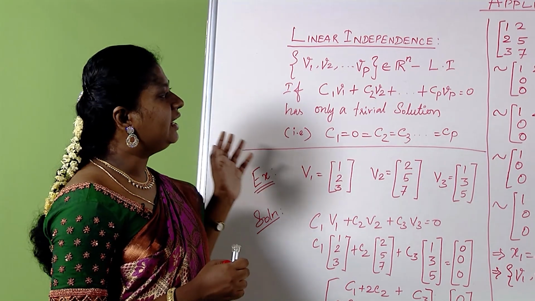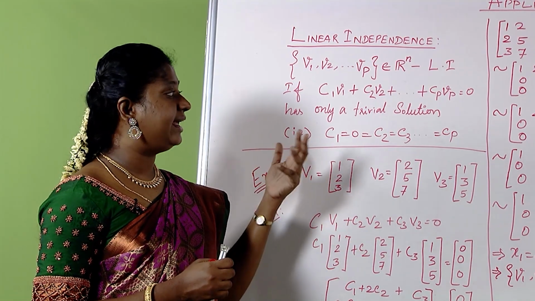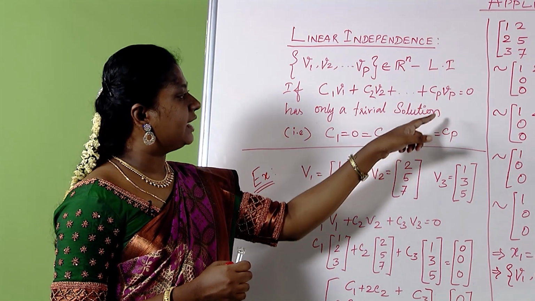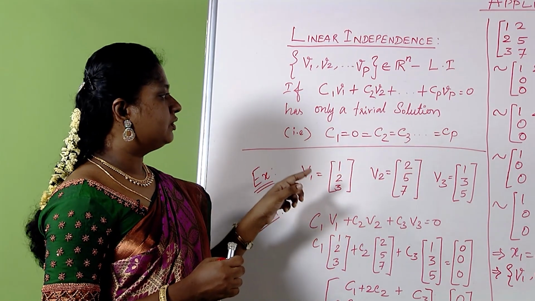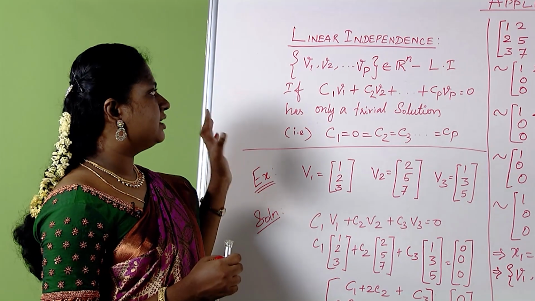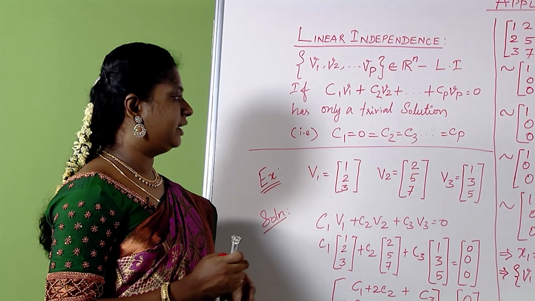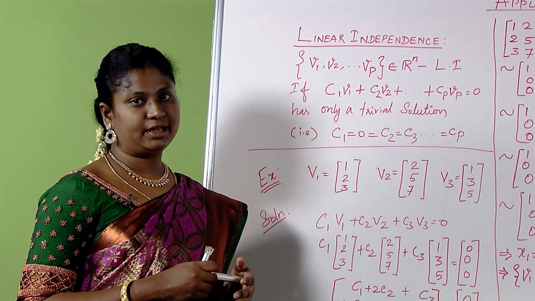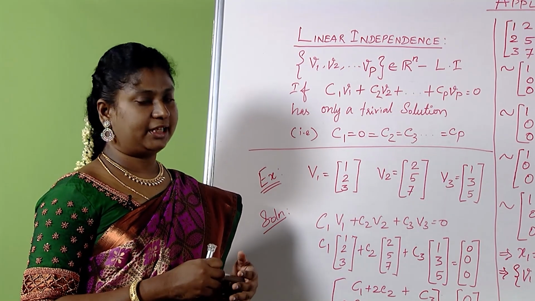Then for any linear combination that is equated to 0, the coefficients that we are talking about should be equal to 0. Only then can we say the set of vectors is linearly independent. So, from here, what is the definition of linearly dependent? You might have guessed it.